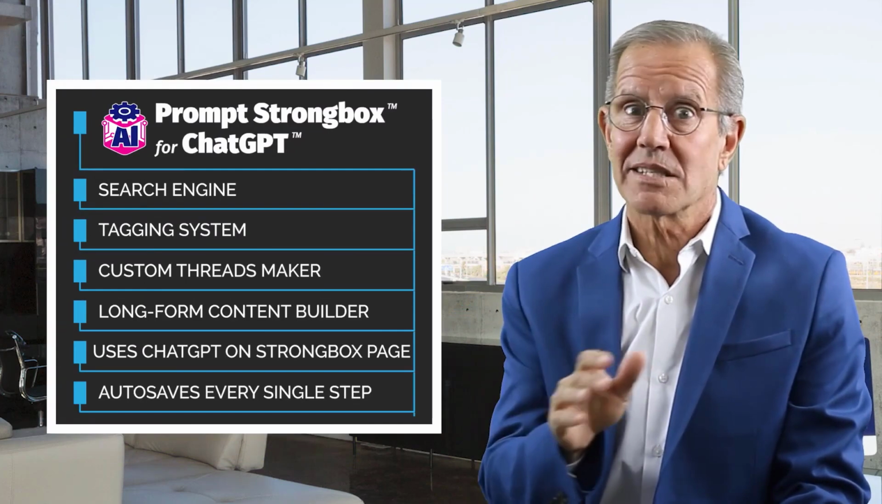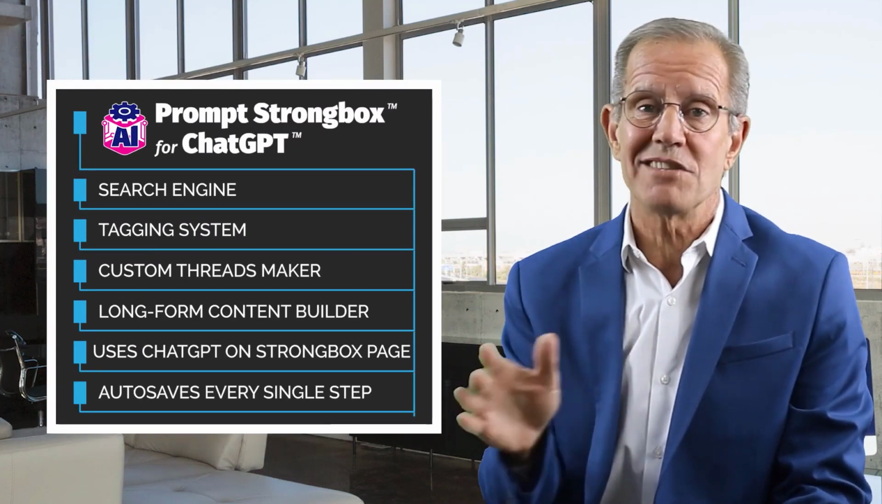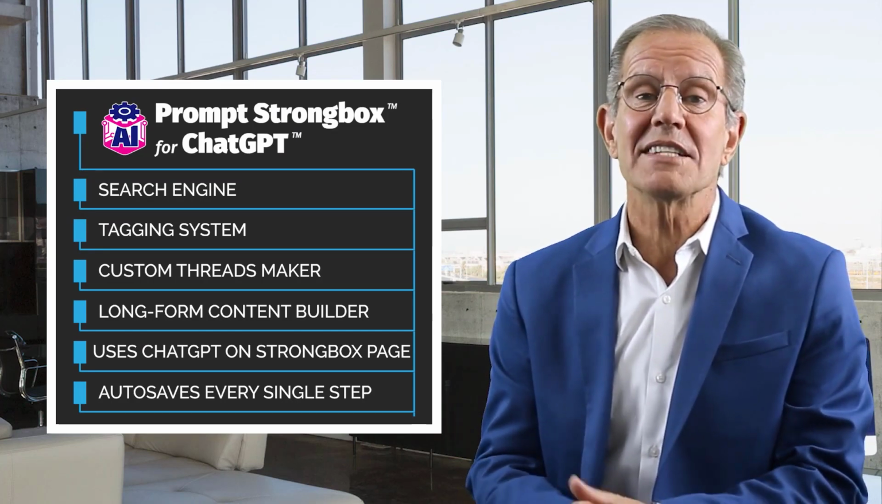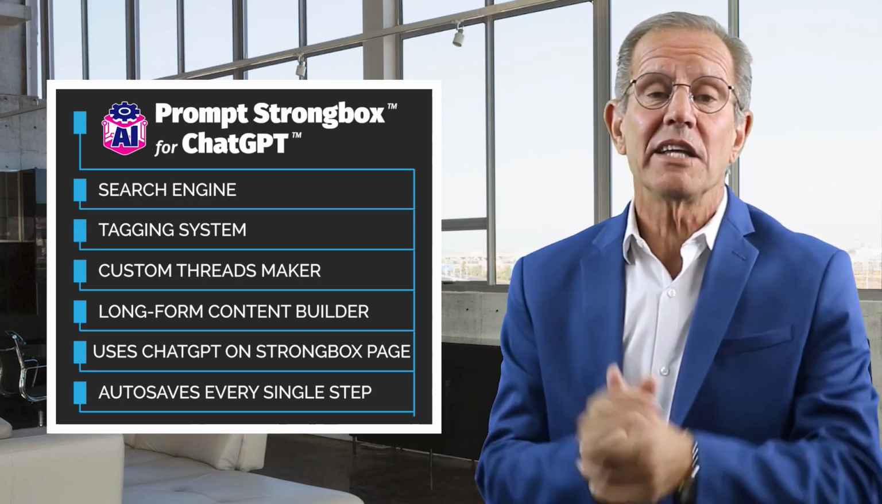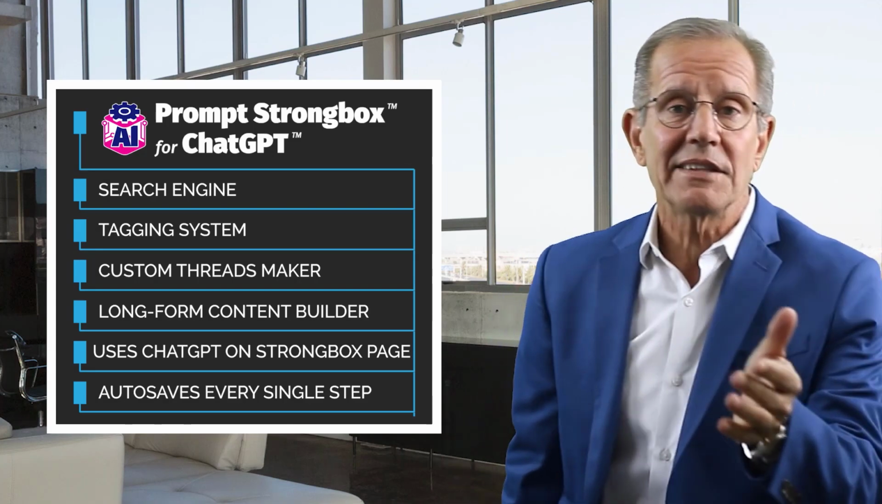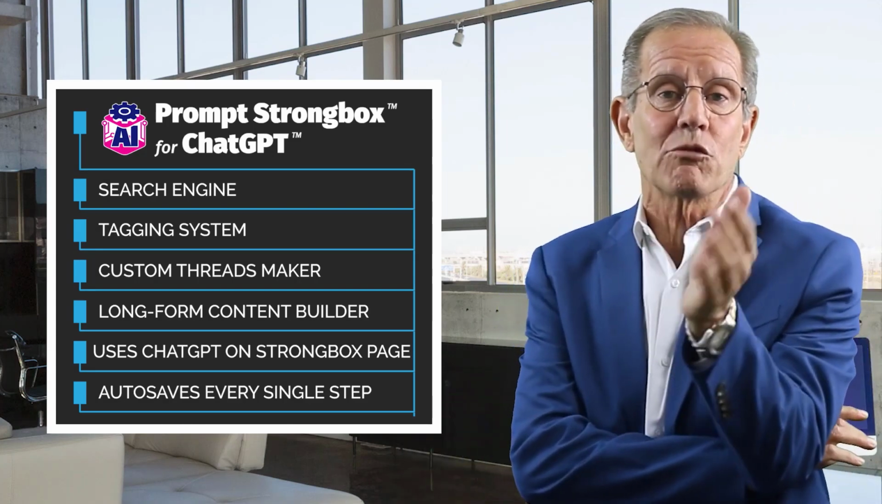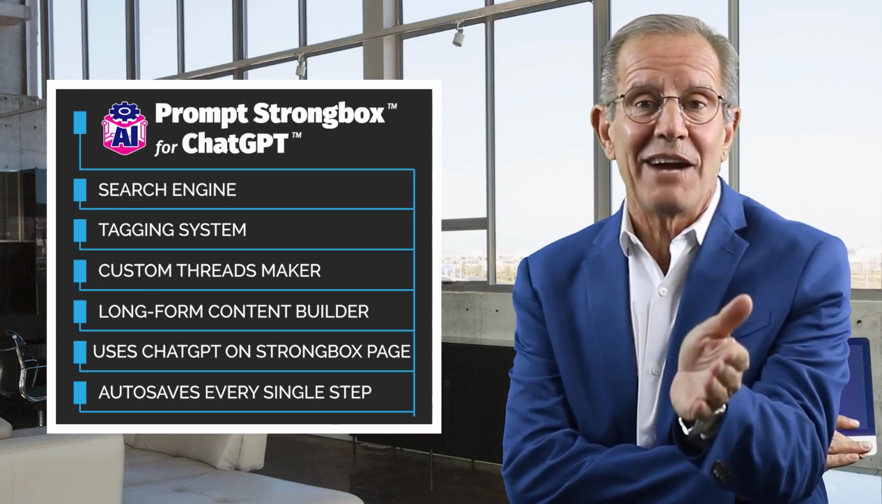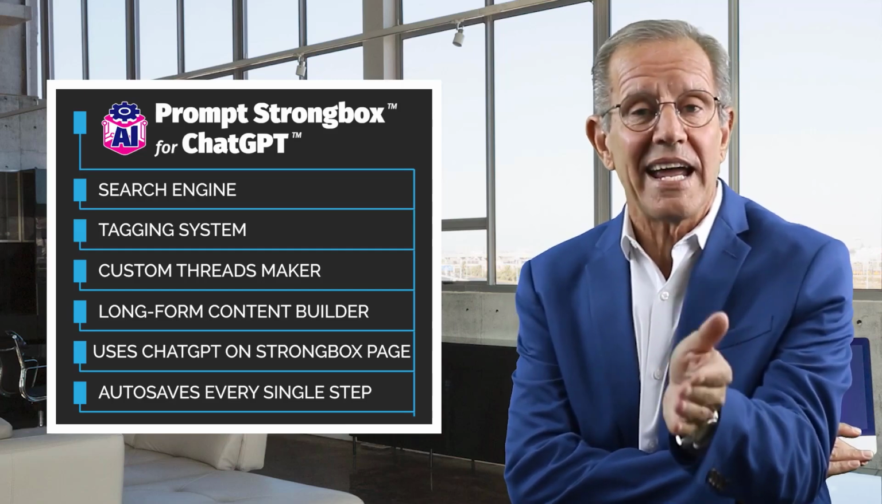But then after struggling with this mess for a few weeks, Andrew Darius came up with the ultimate solution, the Prompt Strongbox for ChatGPT. The Prompt Strongbox is like a backup for all your conversations, but it's a whole lot more than that. It's got a search engine, a tagging system, a custom threads maker, and even a long-form content builder for digital products like ebooks and courses. Now get this, you can even use ChatGPT directly on the Prompt Strongbox page, and it'll auto-save every single step of your convo with AI.